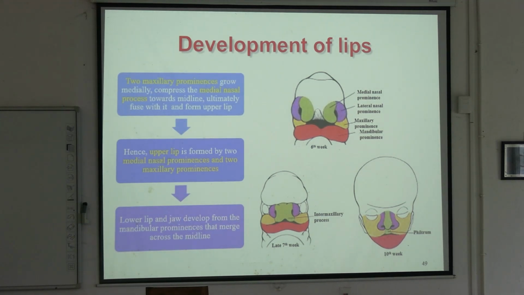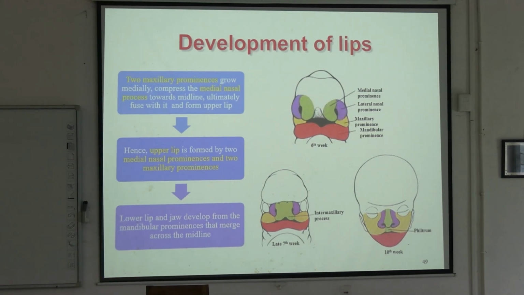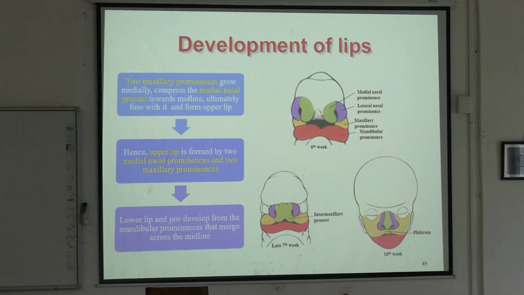So if this union goes wrong, we may have a split. We call this cleft lip. If the medial nasal prominence fails to fuse, or if the intermaxillary process fails to fuse with the maxillary process on the right side and left side, we get this error, also known as cleft lip, median or lateral, if the meeting of these tissues is in trouble.